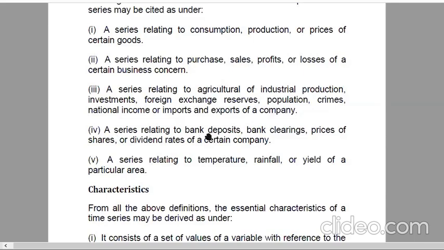Fourth point, a series relating to bank deposits, bank clearings, prices of shares or dividend rates of a certain company. Fifth point, a series relating to temperature, rainfall or yield of a particular area.